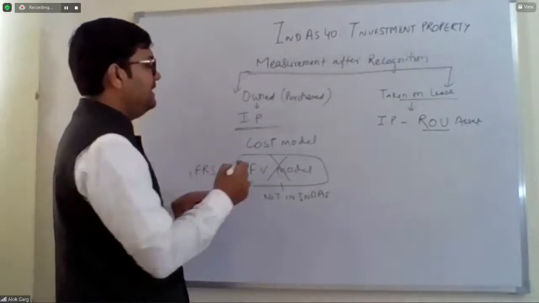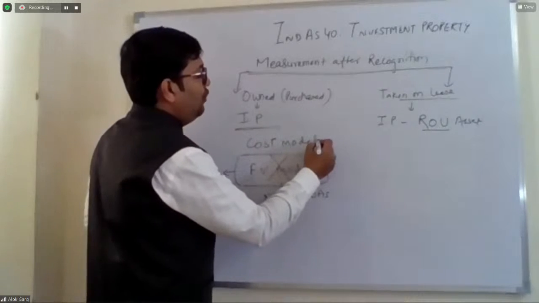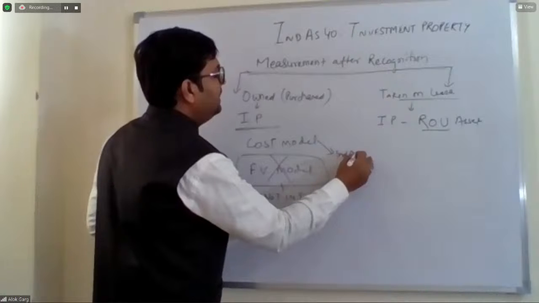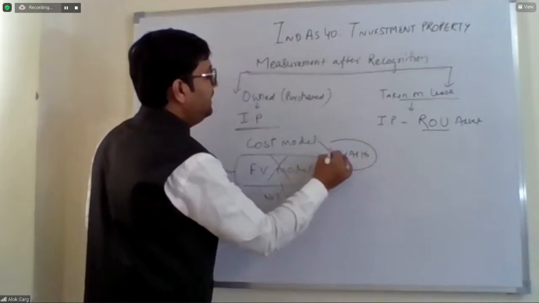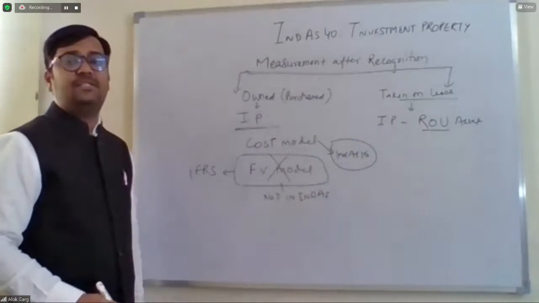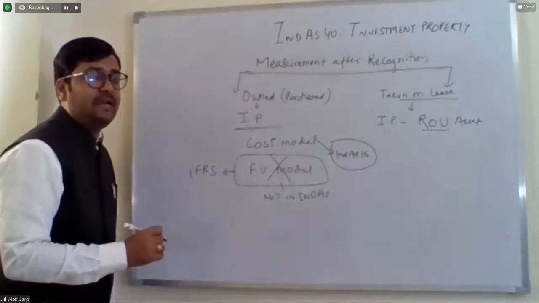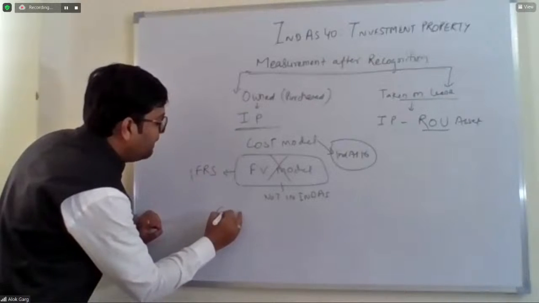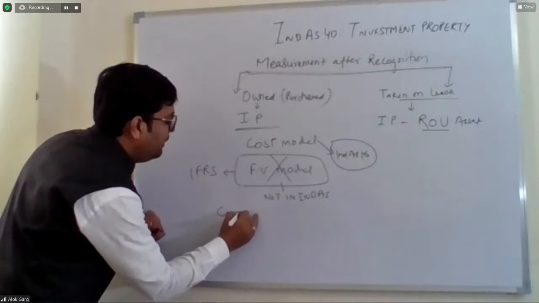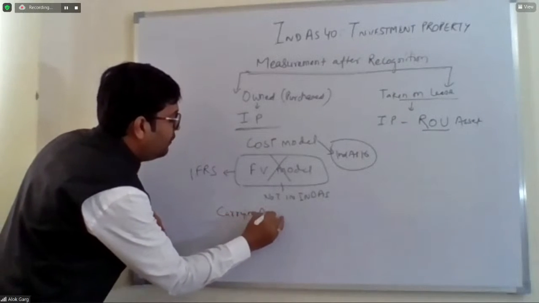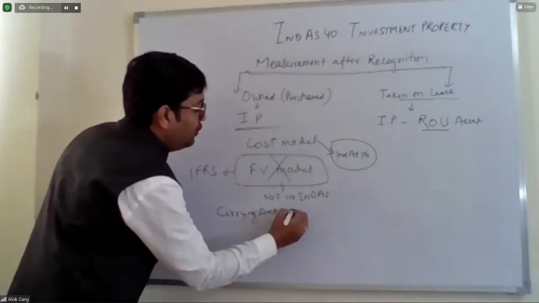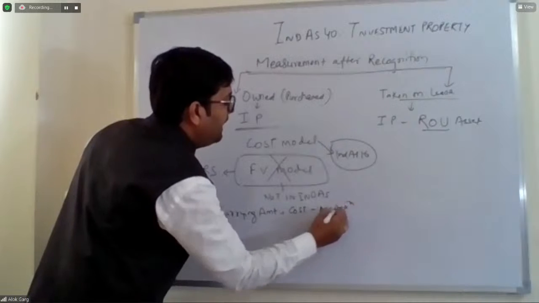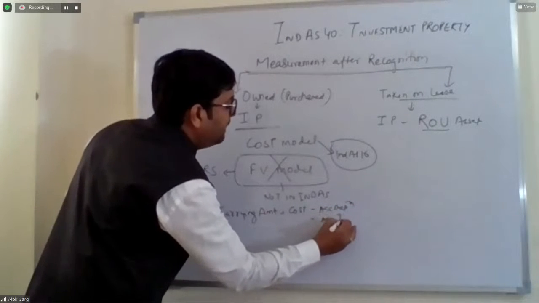So cost model means, the standard says that cost model is the same model which we have discussed in IndAS 16. Under the cost model, carrying amount will be calculated as per cost minus accumulated depreciation minus accumulated impairment losses.